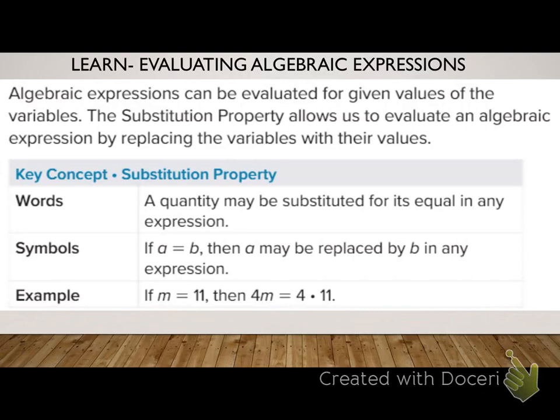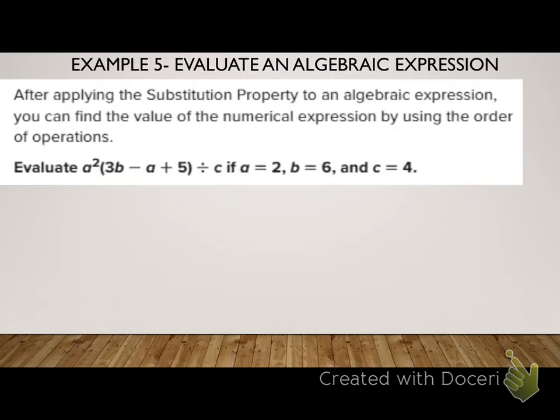This chart is in your textbook. Let's look at an example though. After applying the substitution property to an algebraic expression, you can find the value of the numerical expression by using the order of operations. We did the order of operations in 1-1, right? What are the order of operations again? Someone remind me? Yep. Exponents, multiplication, division, adding, and subtraction. Very good. We do all our grouping symbols first.